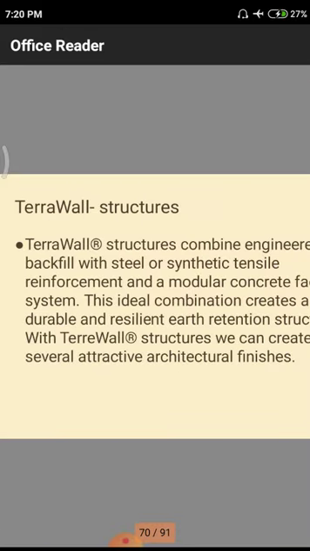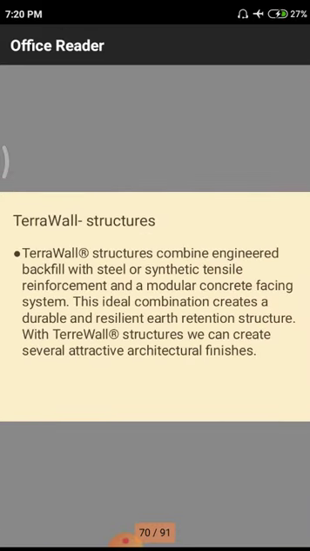First of all, we have to discuss how these terra wall structures are constructed and what the different elements required for the construction of these terra walls are. All those things we have to observe and discuss for our clarification. First of all, a terra wall structure is a combined engineered backfill with steel or synthetic tensile reinforcement. That means it is a combined engineered backfill.